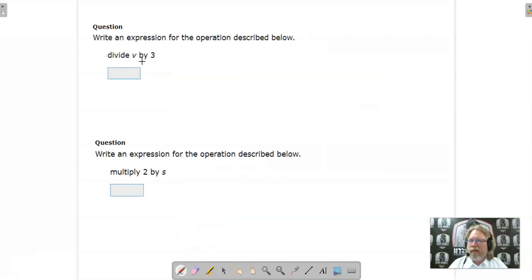Divide V by 3. So V is what's getting divided. So if we wrote this using the standard division sign, we'd say V divided by 3. But we know that if we write division, we could also write it as a fraction and say V over 3. It looks like a Y, doesn't it? V divided by 3.